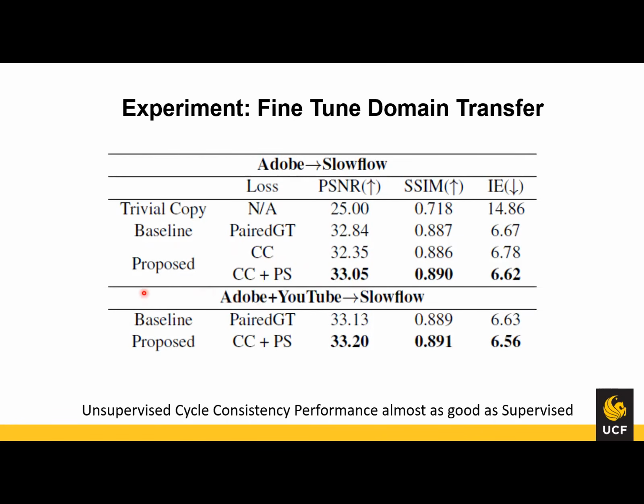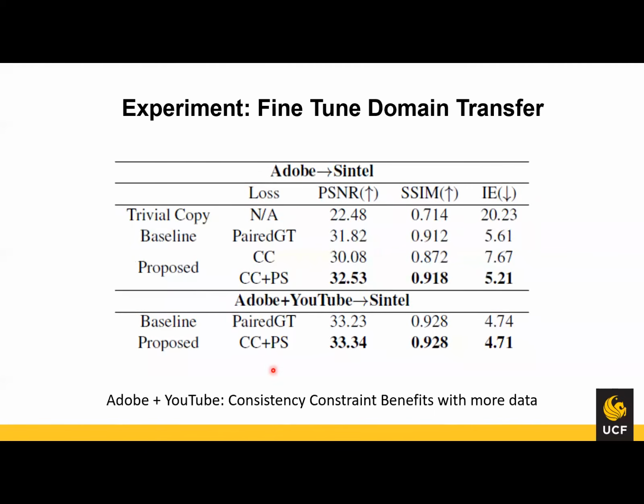Here for this one, we're using both Adobe plus the YouTube datasets, which is a significantly added amount of frames. And for our baseline network, we're getting 33.13 when we're training using Adobe and YouTube and testing on SlowFlow. And for our proposed network, we're getting 33.2, which is also pretty high just because of the added pseudo supervised loss.